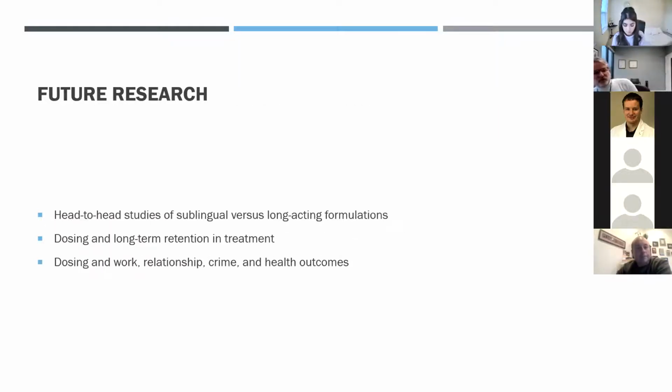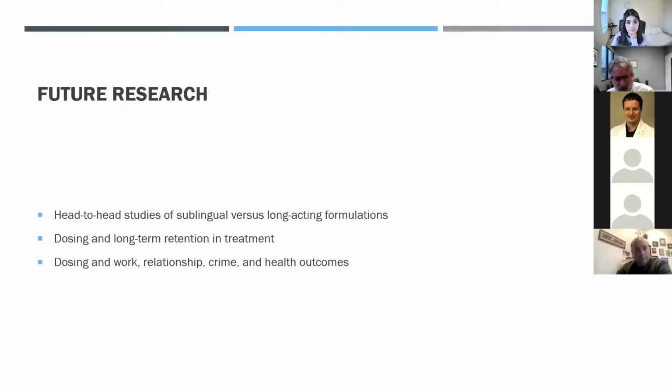All right, so what about future research? Dr. Husted, again, is going to be involved in a head-to-head study of sublingual versus long-acting formulations of Suboxone or buprenorphine. And I think that's kind of what we're thinking about. And just to think out loud about what the differences would be.